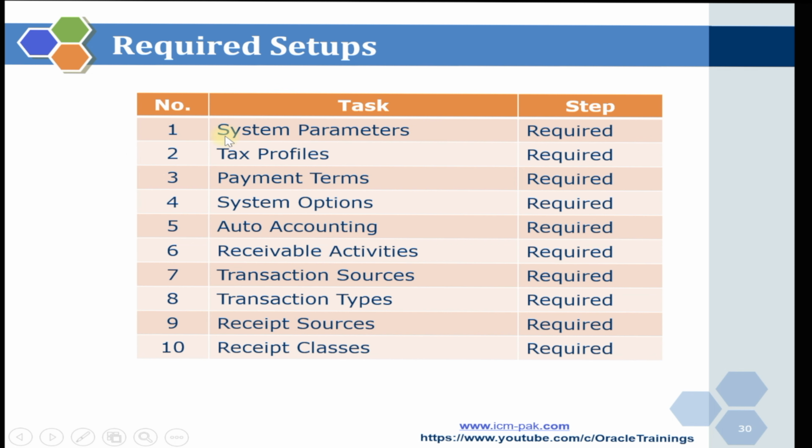So first of all, we will do the system setups, system parameters configuration. Then we will do the tax profile. Then we will set up the payment terms. Then we will configure the system options. Then auto counting, receivable activities, transaction sources, transaction types, receipt sources and receipt classes. So this is the minimum setup which is required to build at least the initial financial setup.